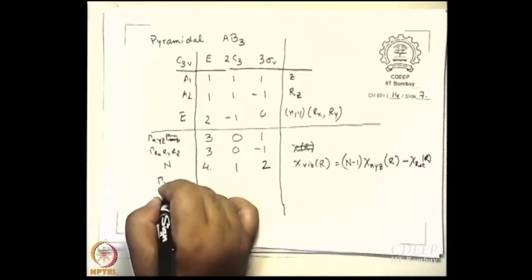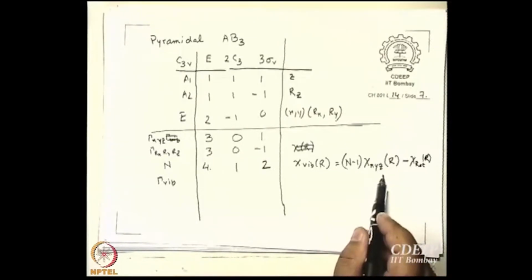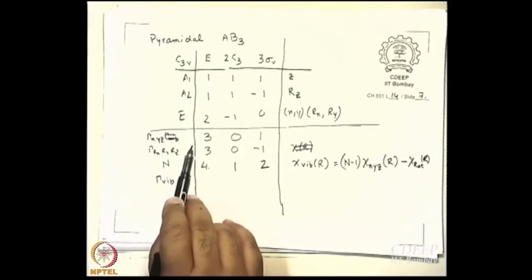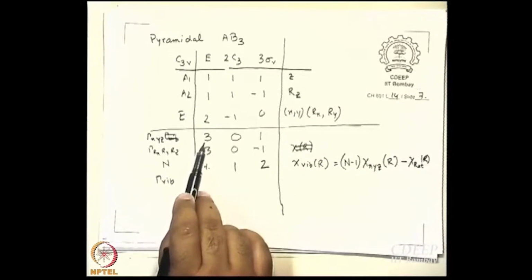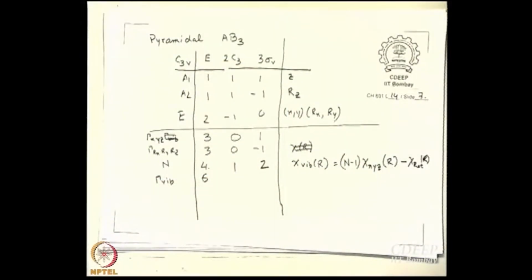Now, what I want is gamma vib. Can you do it quickly? N minus 1 multiplied by chi xyz of R minus chi rot of R. 3 multiplied by 3, 9, minus 3, 6. Achha, how many normal modes should it be? 3n minus 6, what is n here? N in the sense of the number of atoms? 4. So, 3 into 4 minus 6 is 6.